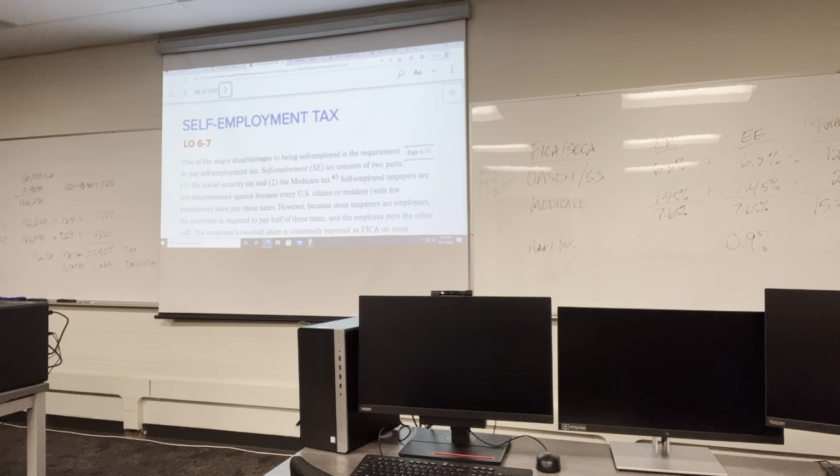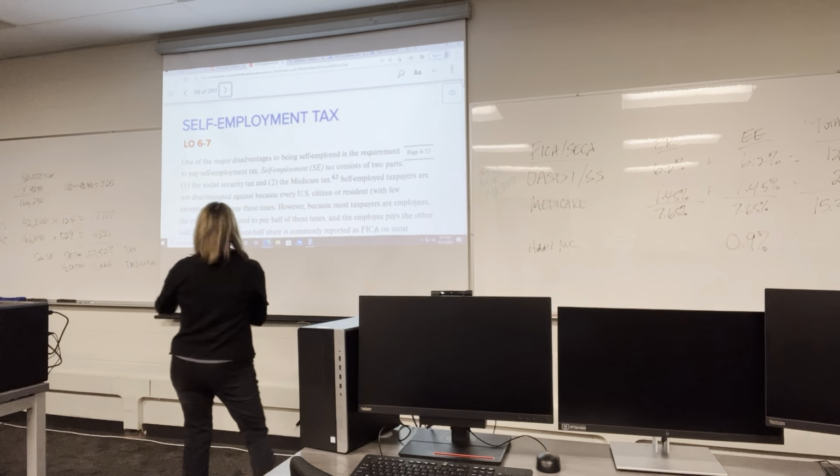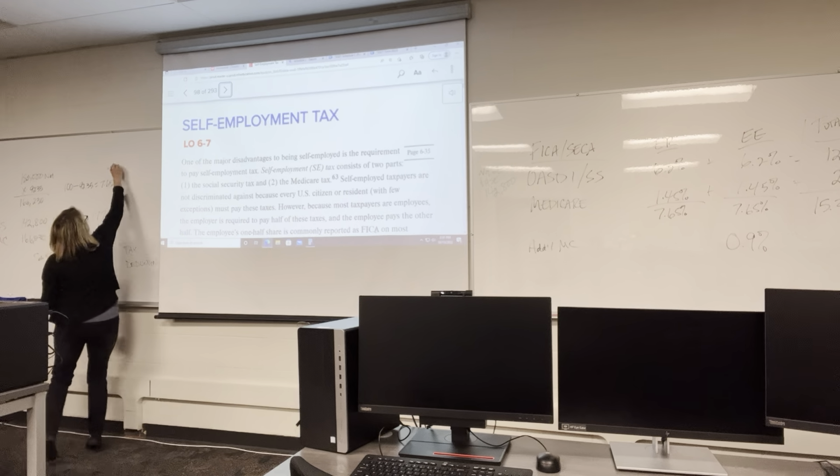That additional Medicare tax is calculated on a different form. For the additional Medicare tax, we don't get to reduce it by this point, 9235. That's done completely separate. So again, all the forms that you would use, let's see.